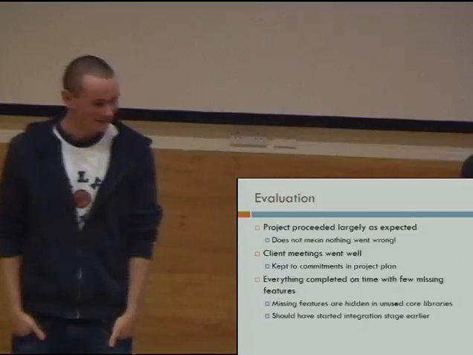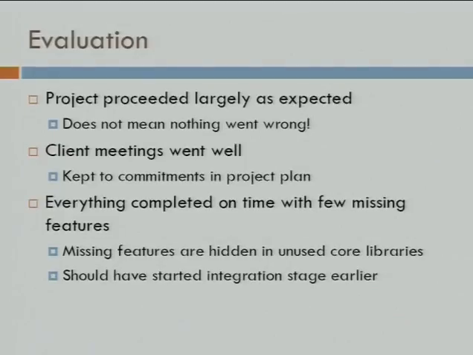Okay, as an evaluation, our project proceeded largely as we expected, which didn't mean nothing went wrong. We had contingencies built into our project plan, so that at each stage, if we encountered a problem, there were a couple of days in which we could resolve it before we had to report to our client. That's one of the reasons our client meetings went so well. We were very fortunate, and the client was quite nice, but we were able to demonstrate at each stage just what we'd achieved, and things generally worked. So he didn't feel that we were falling behind, which was good.